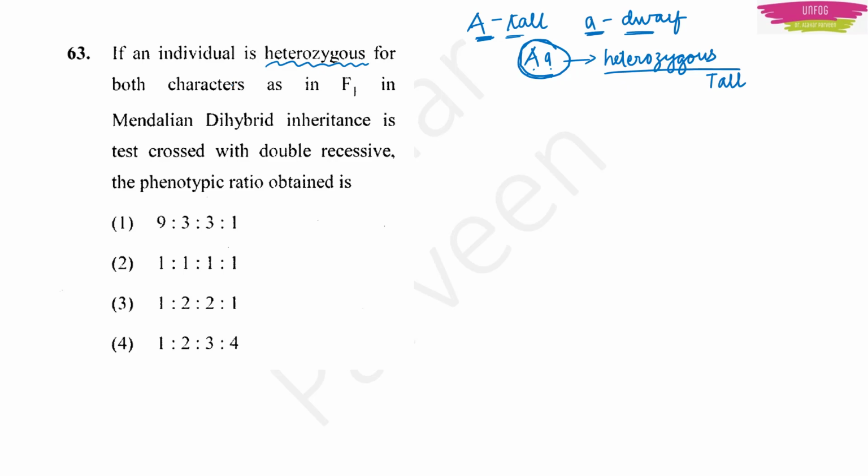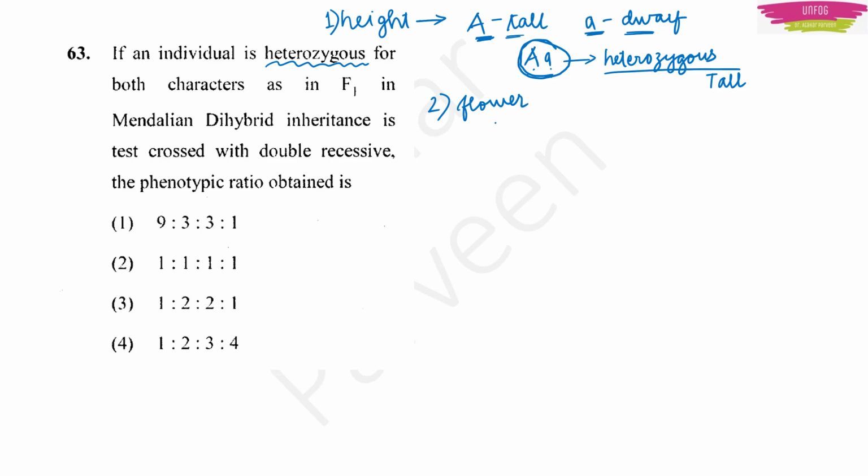Now he is saying for both characters, meaning only height is not one character. There is some other character also present. It could be any characters, but for our understanding we are taking simple characters here. So there are two characters. First character we took in consideration here is height. Now we'll take another character into consideration. For example, let's take flower color.